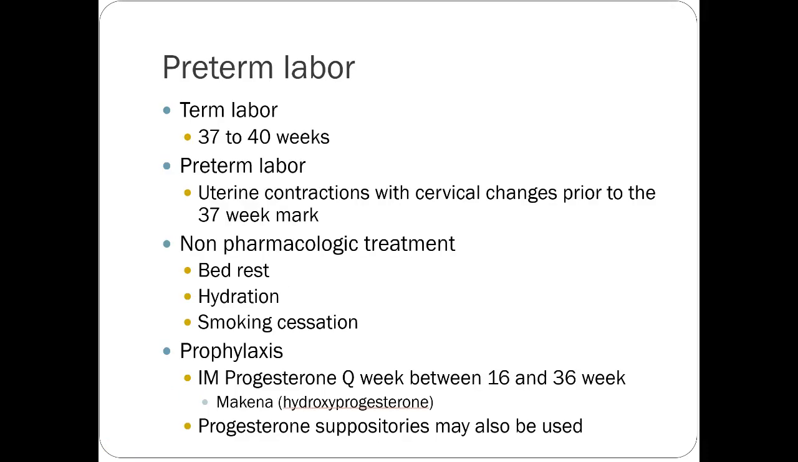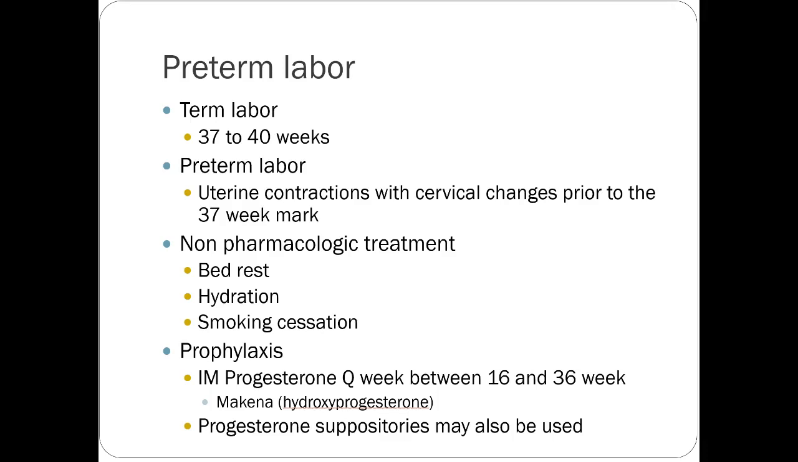All right, so for the perinatal stuff, we're going to go through the labor process and talk about where drugs might fit into it. So we'll start with the early end of things, preterm labor. Term labor is defined usually as 37 to 40 weeks gestation. Preterm would be uterine contractions and cervical changes prior to that 37-week mark.